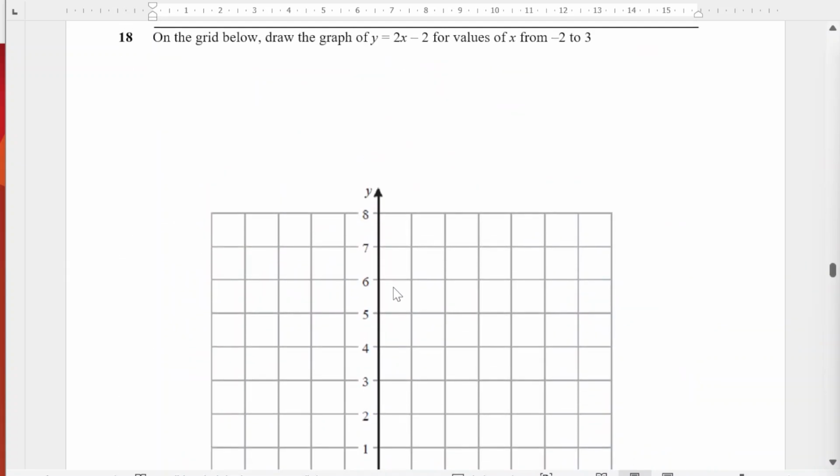Okay, question 18. On the grid, draw the graph of y equals 2x minus 2 from the values of minus 2 to 3. Table of values is more than an acceptable way of doing this question. I would do it from the properties of the graph though, just because I find that slightly quicker. So we're looking for a graph with a gradient of 2 and a y-intercept of minus 2.